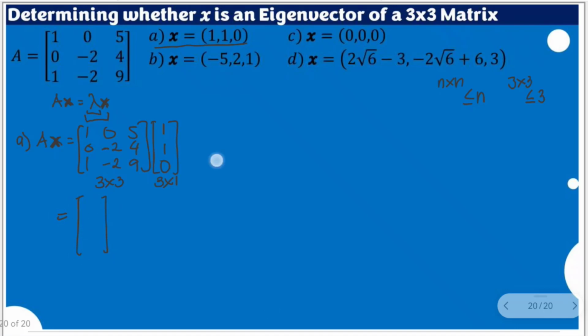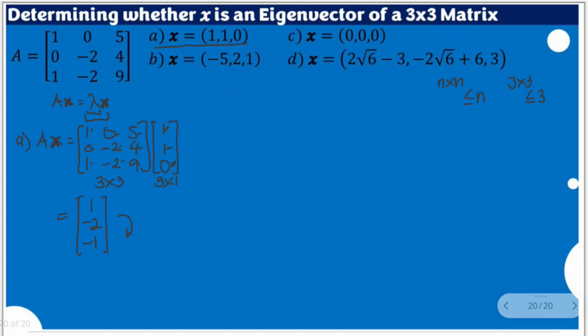Let's do it like this. 1 times 1 is 1, this is 0, that's also 0, so you have 1 here. Next, 0 times 1 is 0, negative 2 times 1 is negative 2, this is also 0, so you have 0, negative 2, and then 0, so that's negative 2. Finally, we have 1 times 1 is 1, negative 2 times 1 is negative 2, this is 0, so 1 plus negative 2, you have negative 1 here.